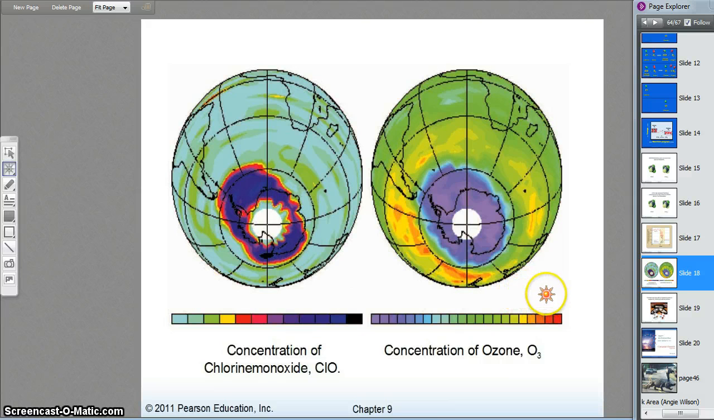So this is a graphical image of the Earth. You're looking at the South Pole here, and you can see that we have a hole in our ozone layer here. And our concentration of chlorine monoxide is very high here. And then in the picture next to it is our concentration of ozone, and our concentration of ozone is very low in that same area.